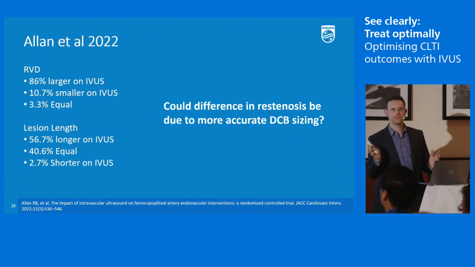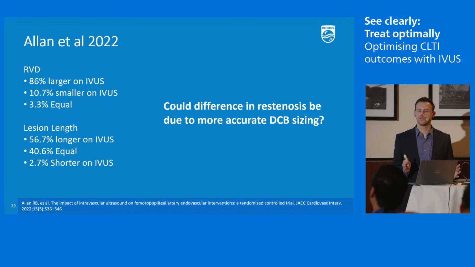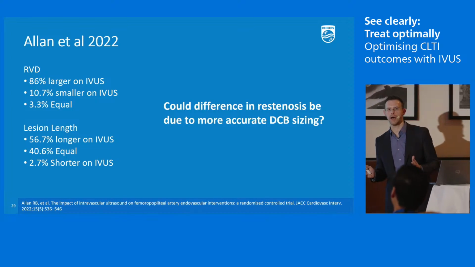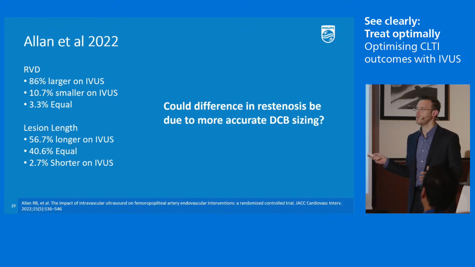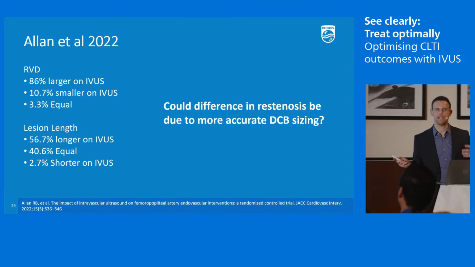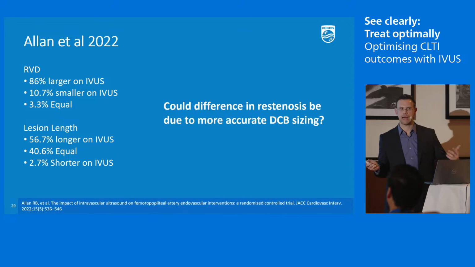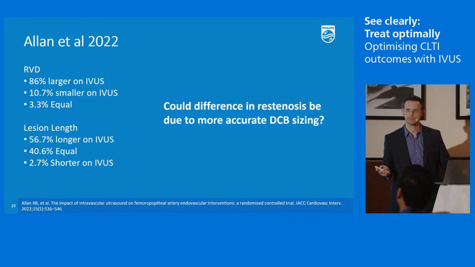A question was posed then, is this improvement in 1 year freedom from restenosis related to a better choice of DCB size? Well, if it is, then surely that in itself is an important outcome. Wouldn't you agree?